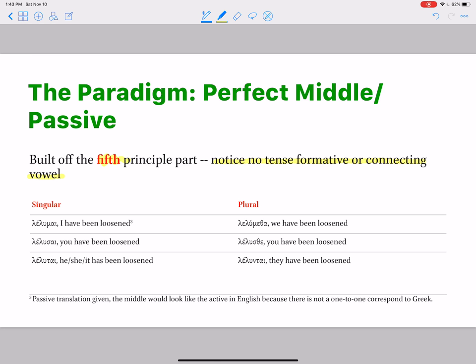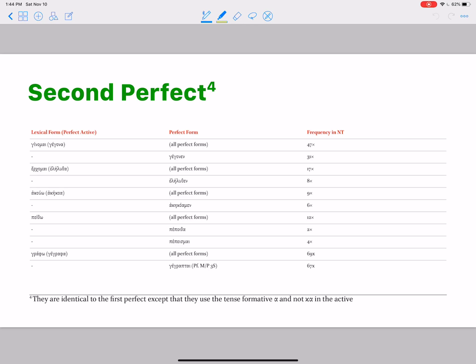So you have lelu mai, lelu sai, lelu tai, lelu metha, lelusthe, lelu ntai. And so notice here, we finally have the sai reappearing, because there's no connecting vowel to squeeze out the sigma here. So pretty simple on the perfect middle passive. These aren't that common. You'll see more perfect actives, but there are some. So there is also, Mounce talks about the second perfect. So the second perfect, there's no kappa. There's no tense formative there. But there is still the reduplication.